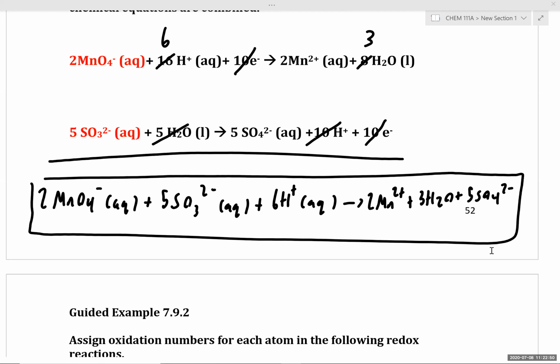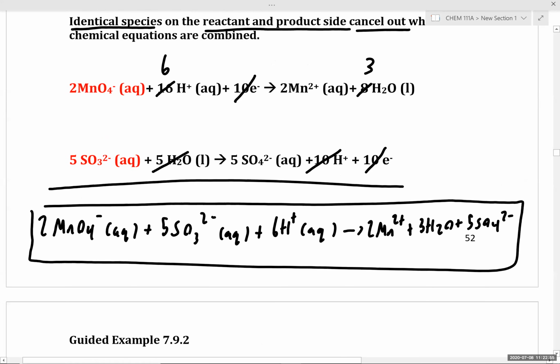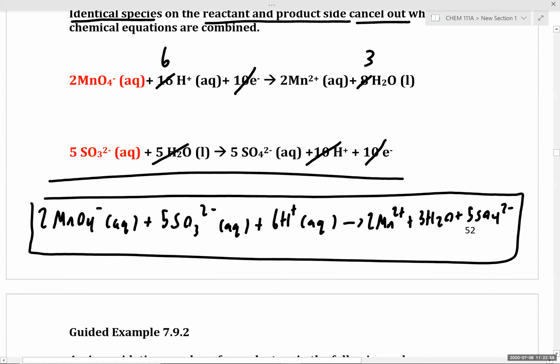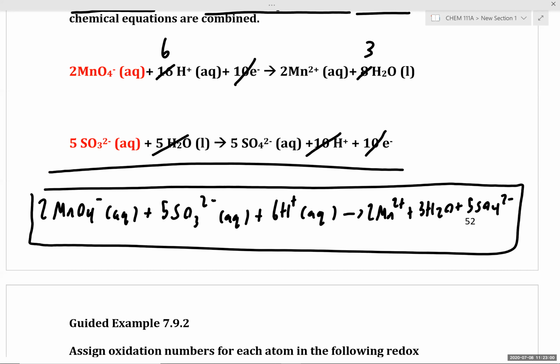Does that make sense to everyone? That when you add your redox reactions together, the number of electrons should cancel, and you should cancel any identical species with the same formula on each side. Note, you're not just getting rid of everything. You're only getting rid of the same number of that species on each side. So if we have 10 H plus on this side and 16 H plus on the left, we can get rid of 10 from each side. Does this idea make sense?